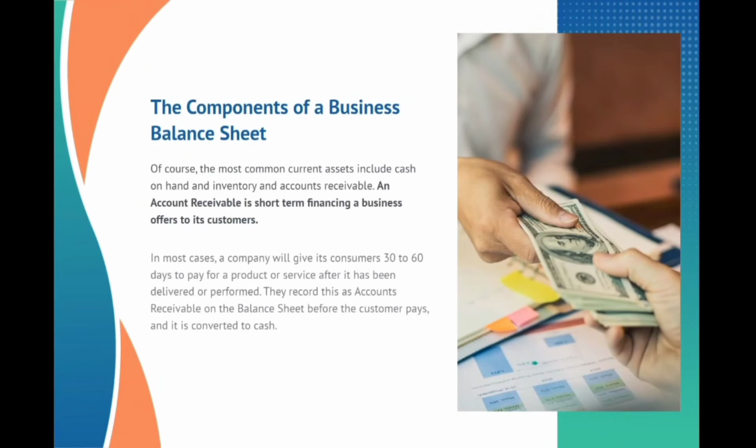Of course, the most common current assets include cash on hand, inventory and accounts receivable. An account receivable is short-term financing a business offers to its customers. In most cases, a company will give its consumers 30 to 60 days to pay for a product or service after it has been delivered or performed. They record this as accounts receivable on the balance sheet before the customer pays, and it is converted to cash.